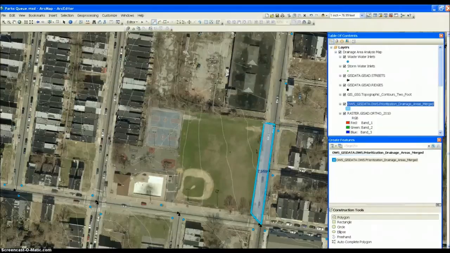Now I'm going to highlight the drainage area that's upstream of the corner inlet. So this is the stormwater that's flowing towards the corner inlet. And now for the drainage area that's flowing towards the mid-block inlet.